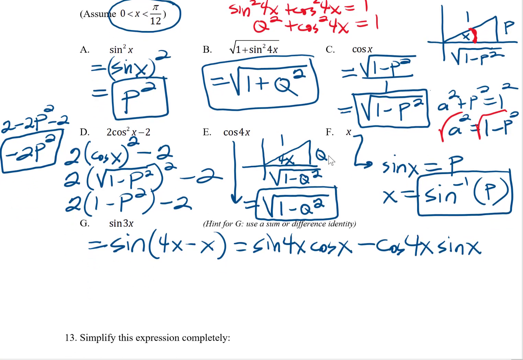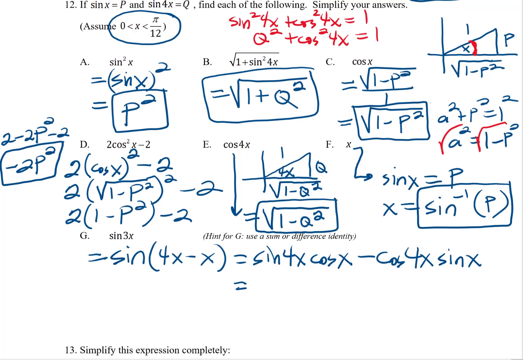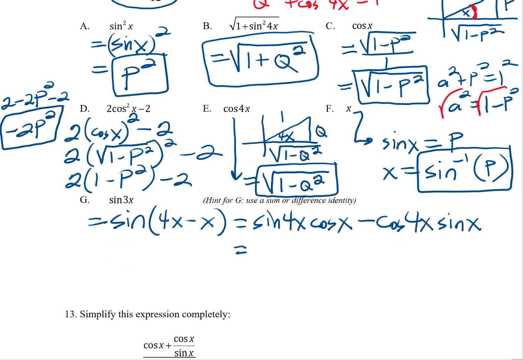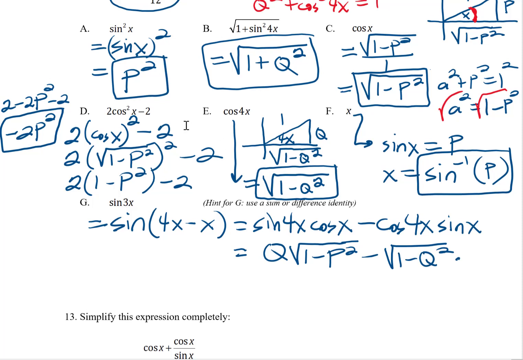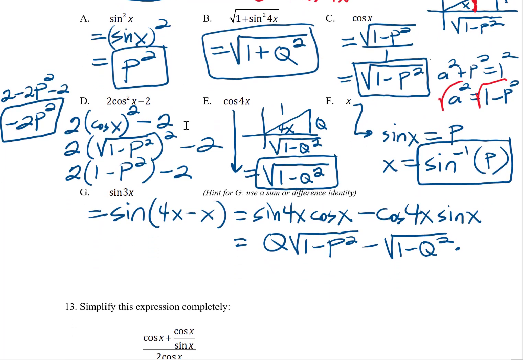And then we know all of these pieces from the work that we've done in this problem. Sine of 4x, we were given that at the beginning. It's equal to q. Cosine x, we figured that out in part C. It's square root of 1 minus p squared. Cosine 4x, that was part E. Square root of 1 minus q squared. And sine x, that was given to us at the very beginning of the problem, that was equal to p. I don't really have any simplifying I can do. My final answer would be q times this square root minus p times the other square root.